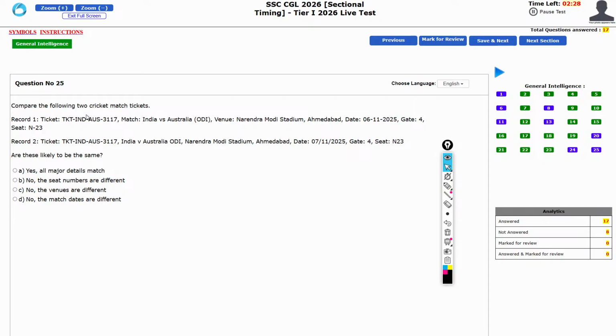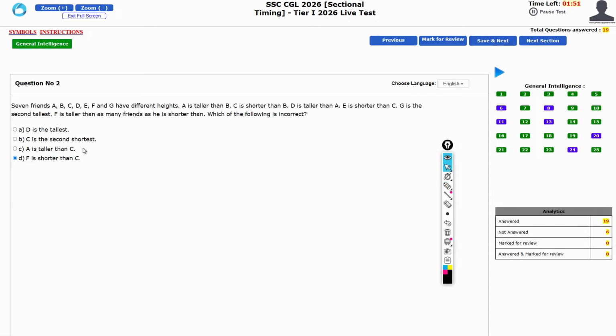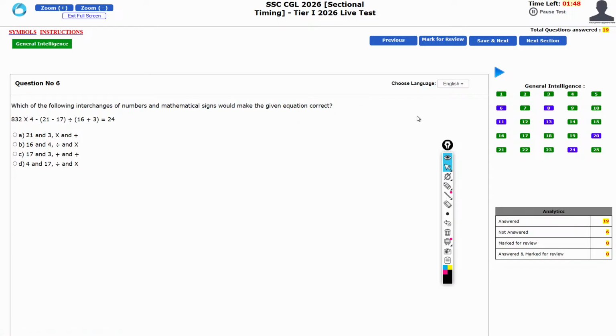Are these two tickets, ND 113, India, Australia, Narendra Modi Stadium? Okay, dates are different. So no, match dates are different. Based on roll numbers above, where the first 2 digits indicate the center ID, how many new roll numbers must center 10 register to have the same count of 1? So 1 and 2, and 0 1 is 1 2 3 4. So 2 new enrollments. Okay, let's skip it.